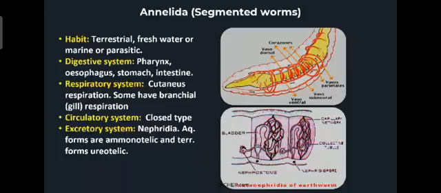Then if the animals are aquatic, then those are ammonotelic, means they are excreting the excretory waste in the form of ammonia. And if they are terrestrial, then these are ureotelic, means they are excreting the excretory waste as urea. So ammonotelic and ureotelic. Aquatic, ammonotelic, and terrestrial, ureotelic. So that is about the excretion.